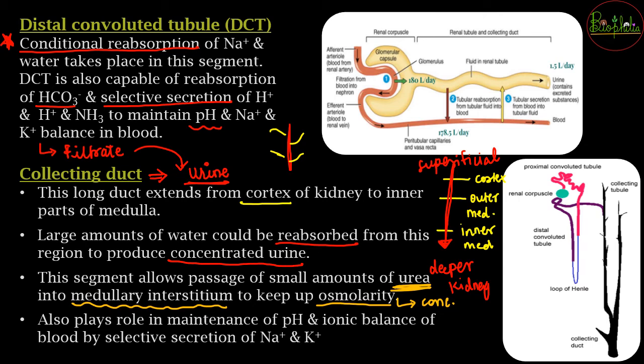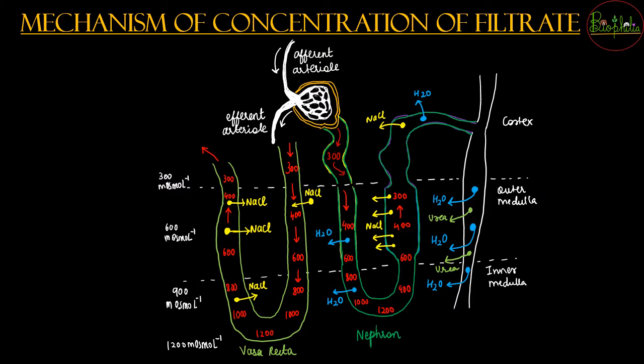Then finally, the collecting duct is going to maintain the role of pH and ionic balance as because of the secretion of the different ions. So that was pretty easy to understand about the functions regarding the urine formation with the reference to the different renal tubules. Now moving to the very important topic, that is how is the mechanism of concentration of the filtrate.